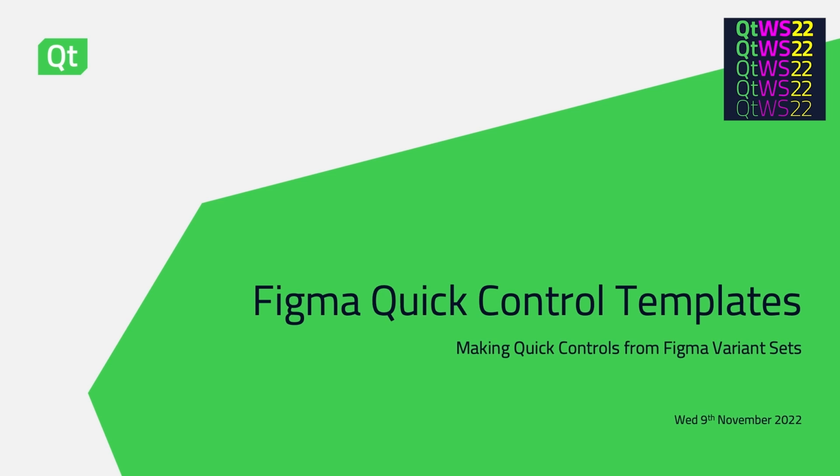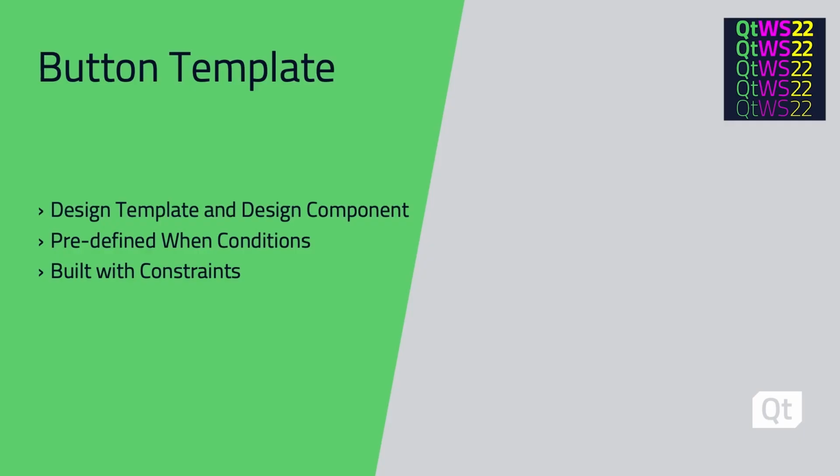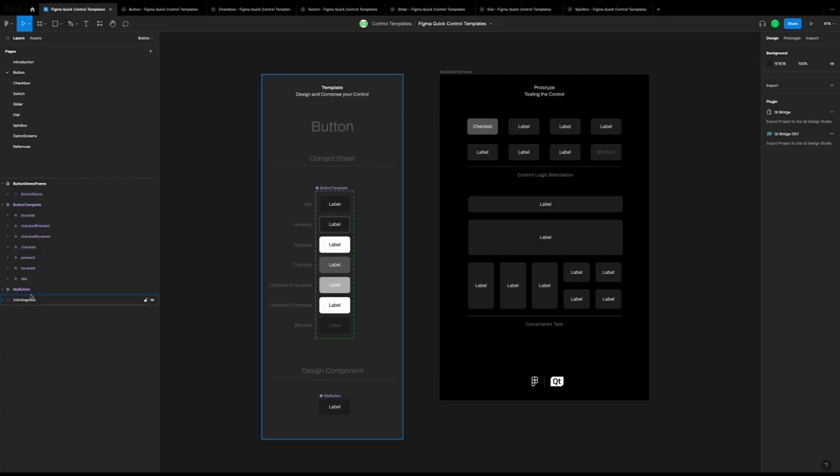So let's take a closer look at this, and we can start by taking a look at the simplest of our templates, and that's the button. These templates comprise mainly two parts: a component that is used in your design and which we share later via the Figma library, and the template itself, which is a Figma variant set with all of the states that the template knows about, by which I mean the when conditions that will be generated automatically into the control when you import it into Qt Design Studio.